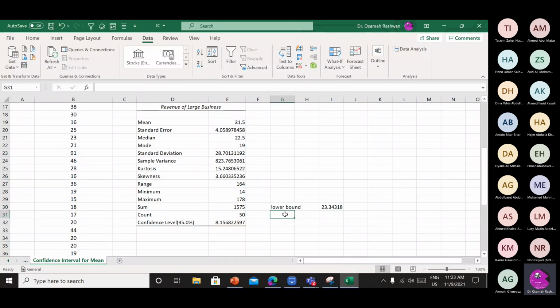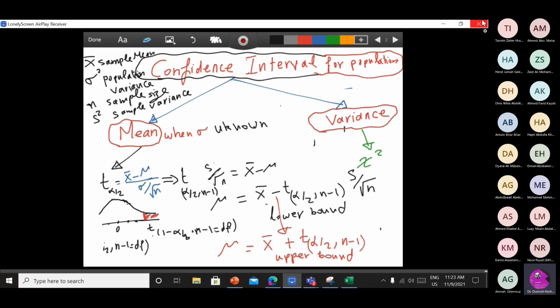What about the upper bound? Upper bound is what? Equal, you have the mean plus this margin error. Let's see. So your population mean will be lying between 23 point something and 39 point something. Let's do it by hand, because in the final exam.